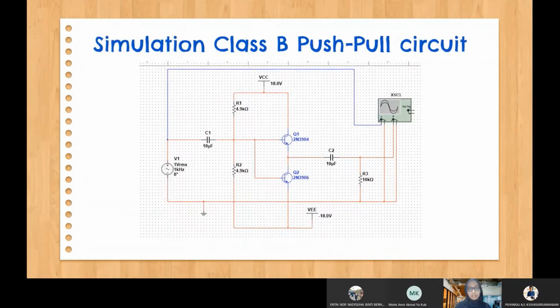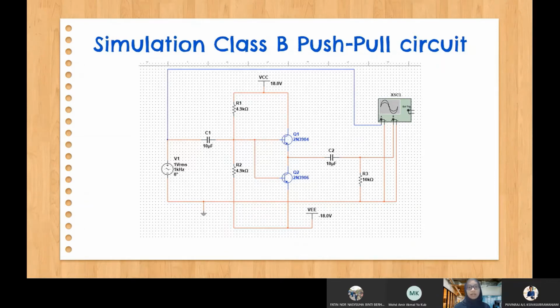Okay, this is a class B push-pull circuit. In this class B push-pull circuit, as taught earlier, it uses two transistors, which are NPN and PNP. Q1 is NPN, Q2 is PNP. It also uses two power supplies, which are VCC at 18 volts and VEE at negative 18 volts.